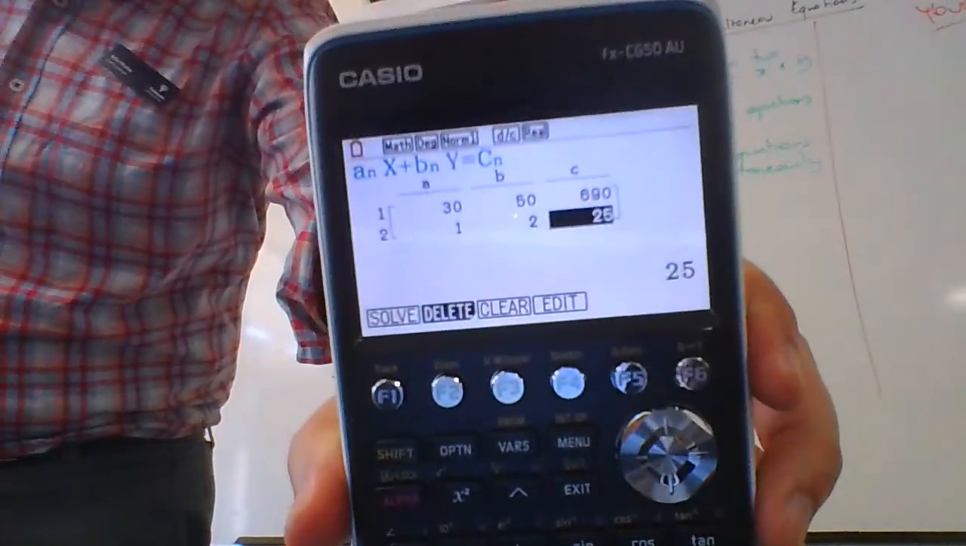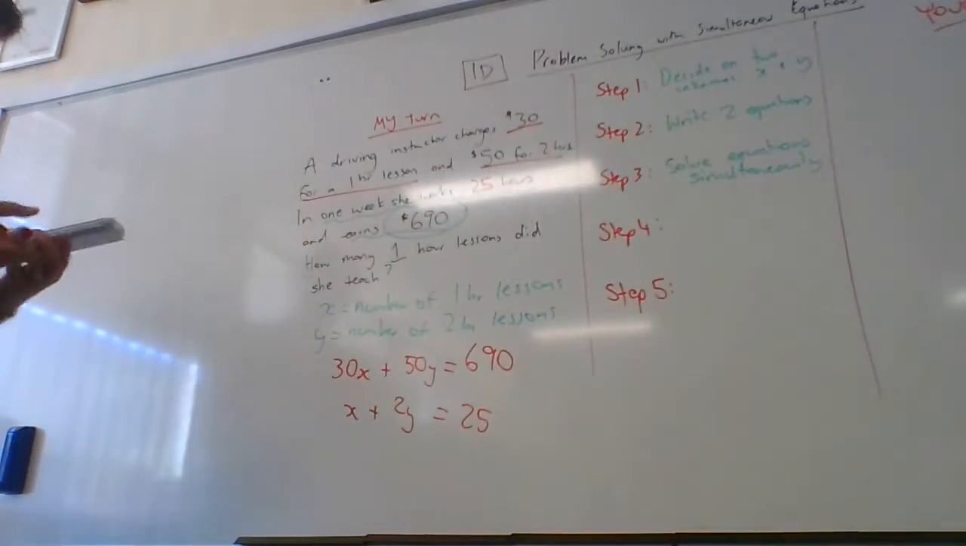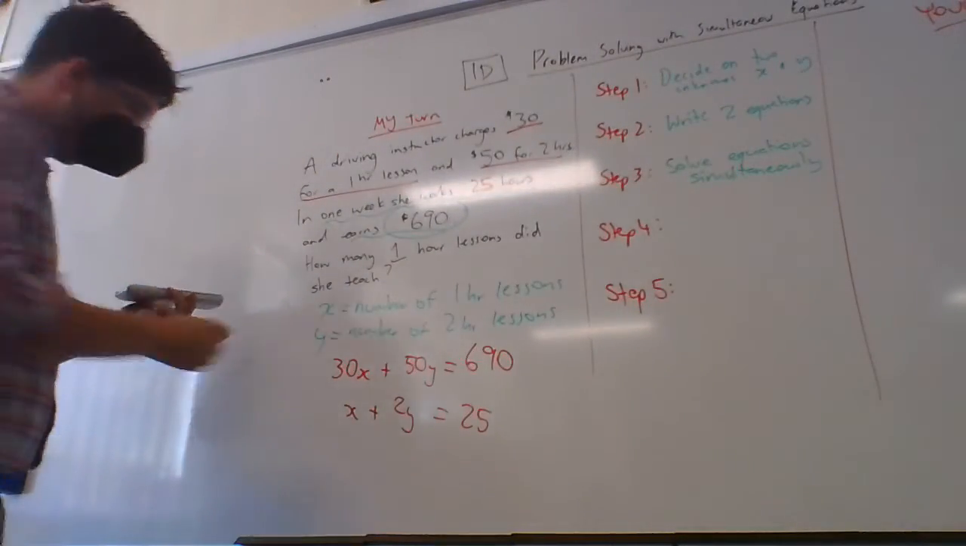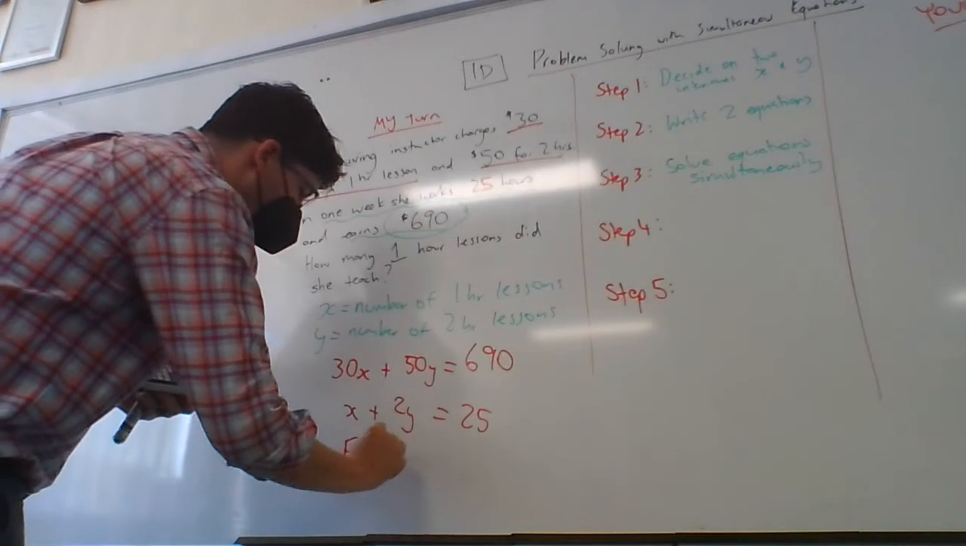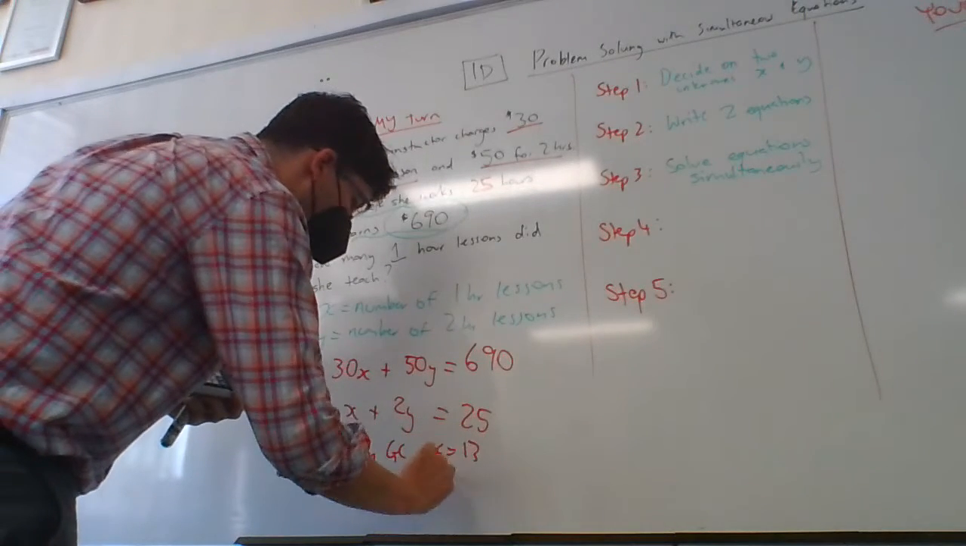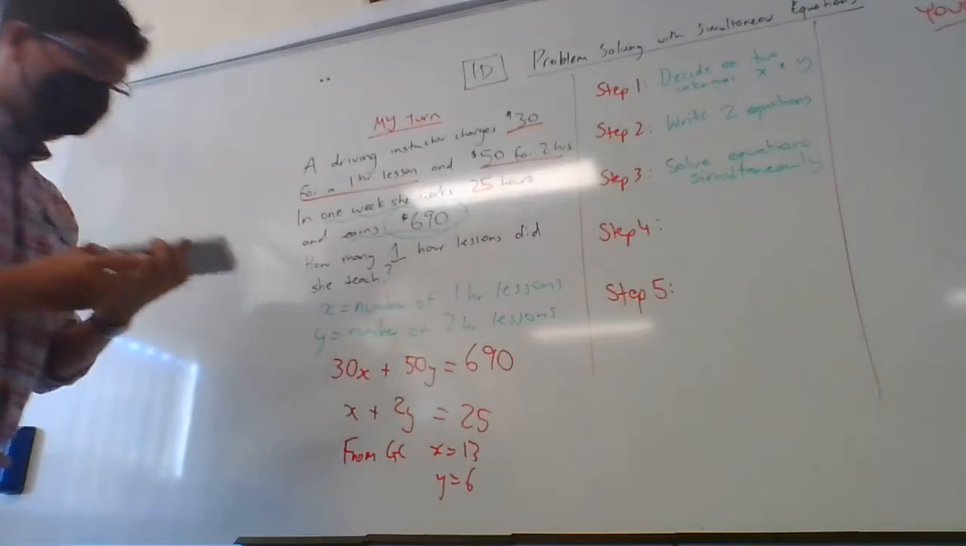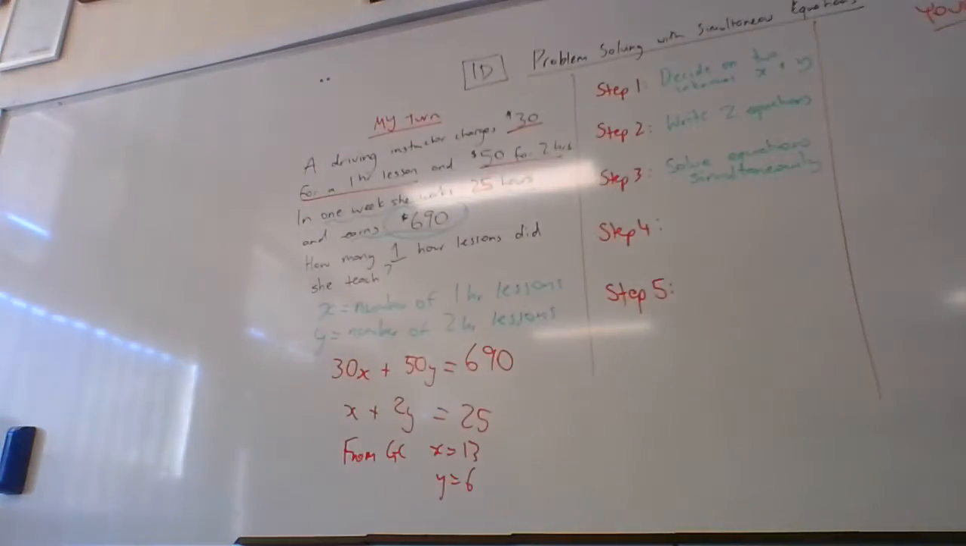That's what I've typed in. And then we hit solve. X equals 13. From the graphics calculator, x equals 13, y equals 6. I think we've done step 3. What's step 4? Check your solutions with the original data.